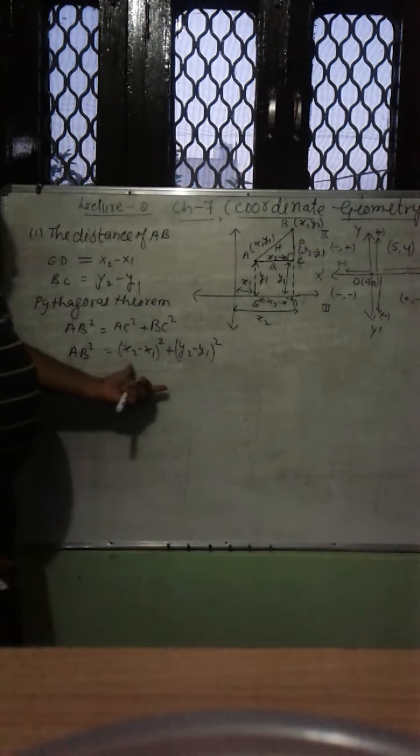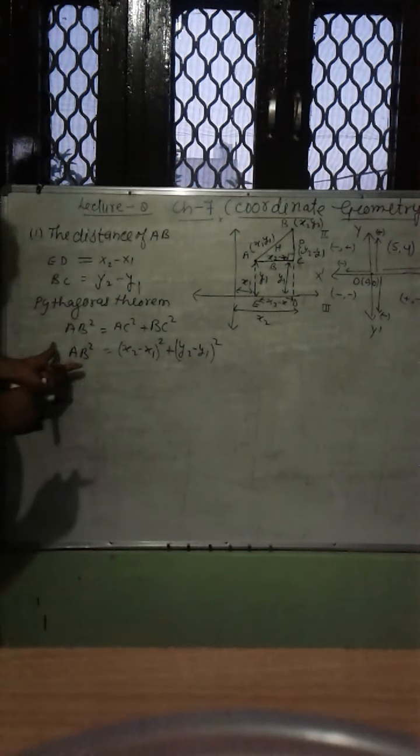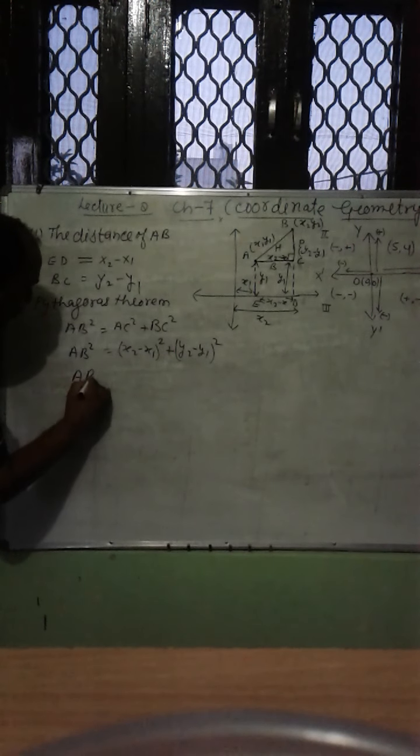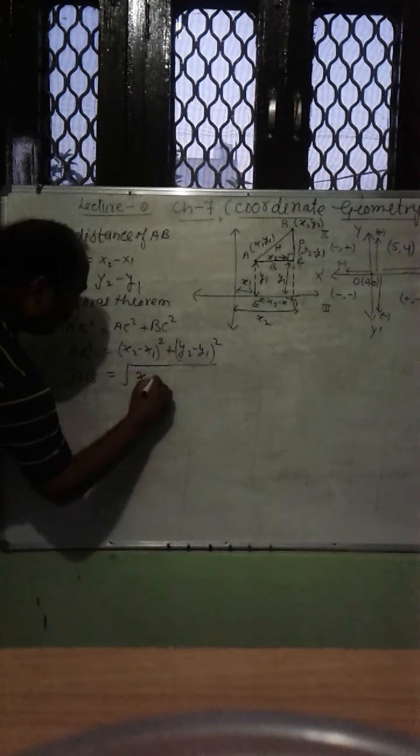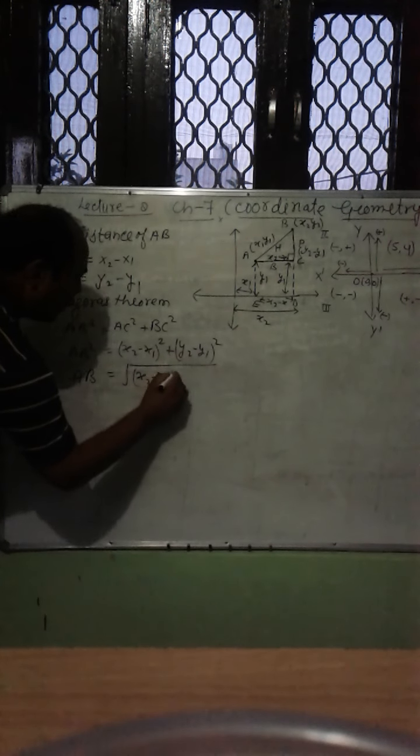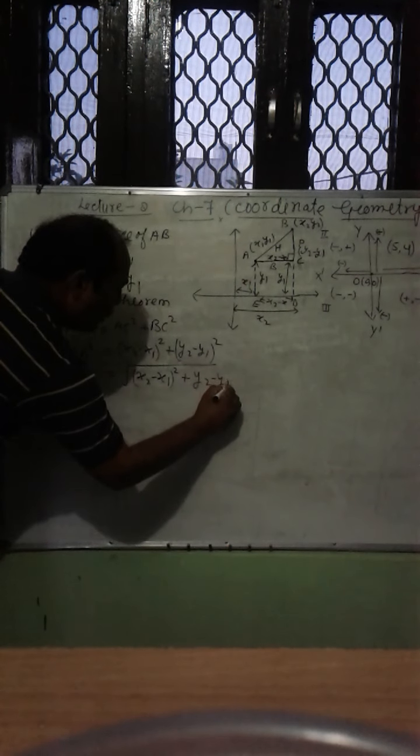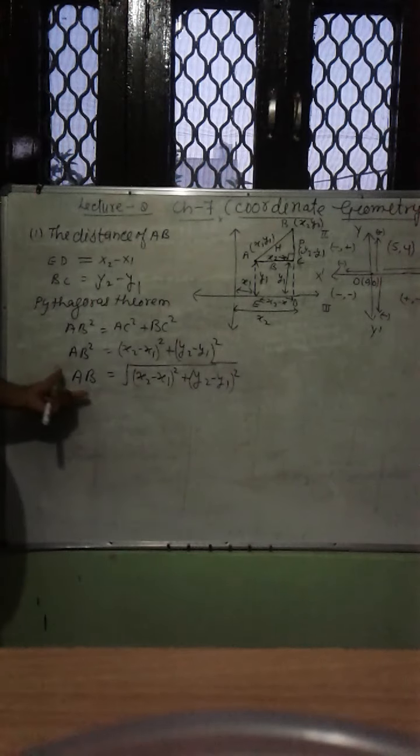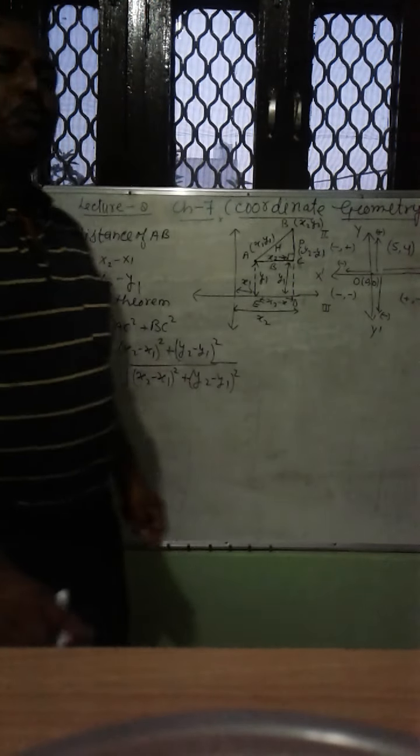Now find the square root of both sides. The square root of both sides means AB is equal to root of (x2 minus x1) to the whole power 2 plus (y2 minus y1) to the whole power 2. This is our distance formula to find the distance between two points.